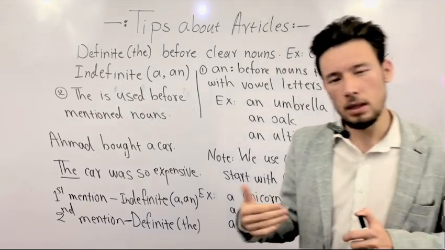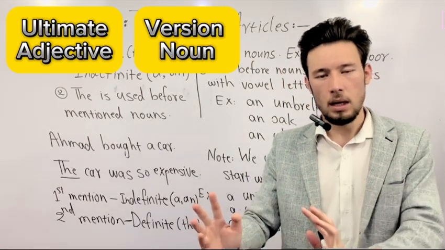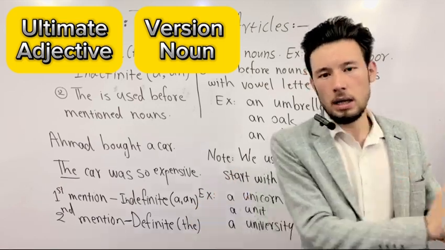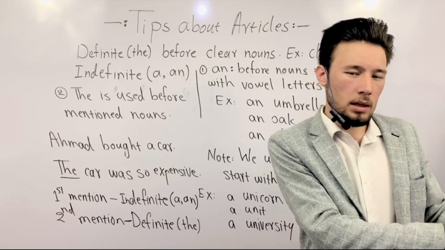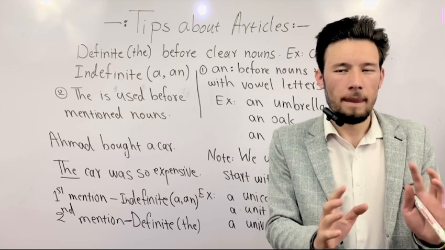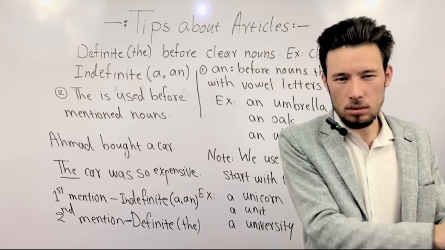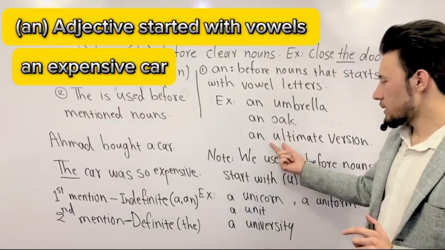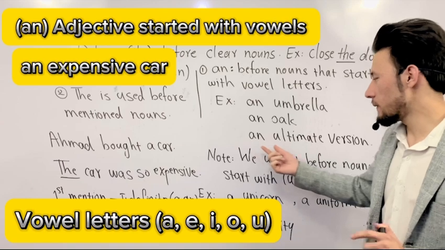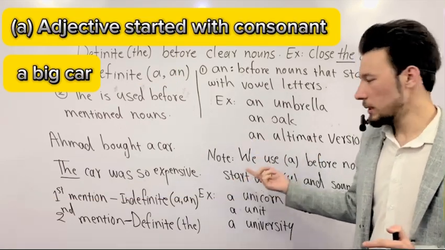One thing you have to take into consideration is this: when we have a combination of adjective and noun, the noun is not going to determine whether we use "an" or "a." It is the adjective that clarifies it for us. If our adjective starts with a vowel letter, we use the indefinite article "an." If our adjective starts with a consonant, we use the indefinite article "a."